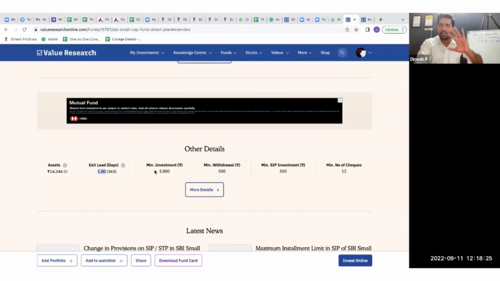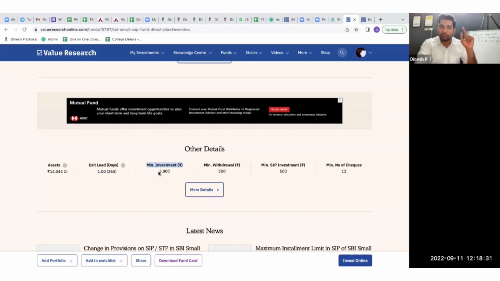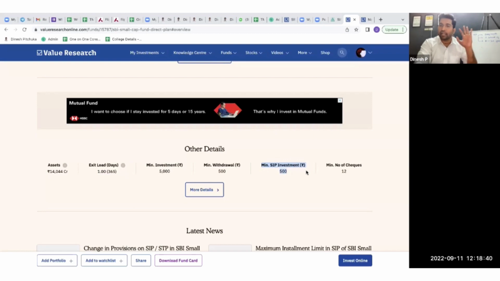Every single mutual fund has an exit load. And then minimum investment. In this particular fund, the first investment starts with a minimum of 5,000. After that, the minimum SIP can be 500 rupees. First it is a minimum of 5,000, and after that, SIP can be 500. That is what it is.